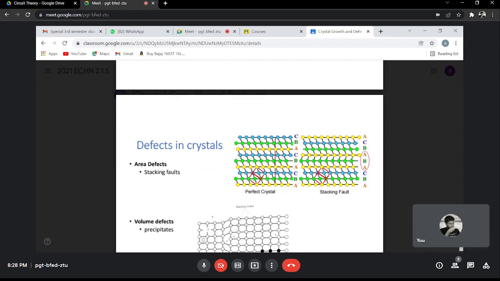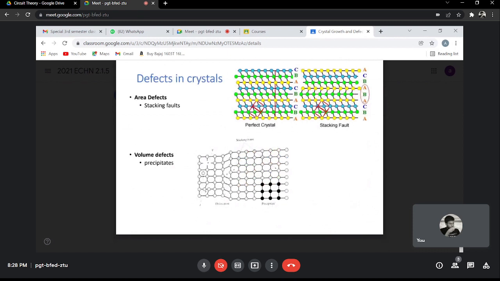And then there are volume defects, which are called precipitates. This actually happens for impurities. For example, if I'm trying to dope phosphorus into silicon, I say, two million silicon and one phosphorus. But what happens if you get 10 phosphorus atoms bound together and 10 million silicon atoms? Then it's no longer like an even solution. So that becomes a precipitate. So that is a volume defect. Okay, so these are the various defects that are there in semiconductors.